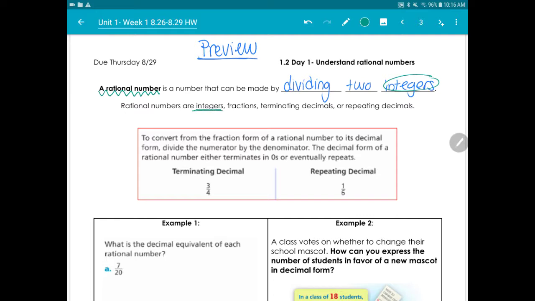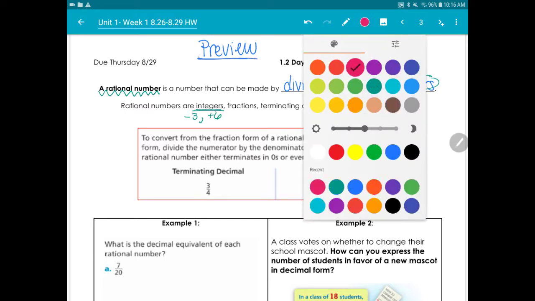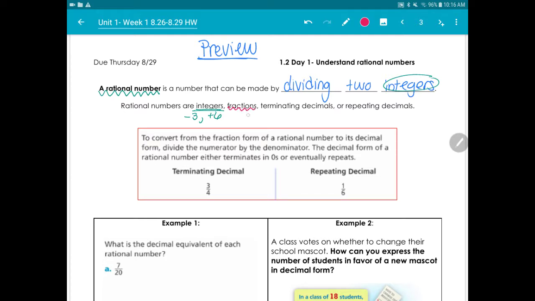Rational numbers can be integers, so that can be negative or positive numbers. Rational numbers can be fractions, so things like 1/2. And in this lesson, we're specifically going to talk about terminating and repeating decimals and what they are. First, in order to know if it's a terminating or repeating decimal, we need to be able to convert. So to convert from the fraction form of a rational number to its decimal form, we divide the numerator by the denominator.